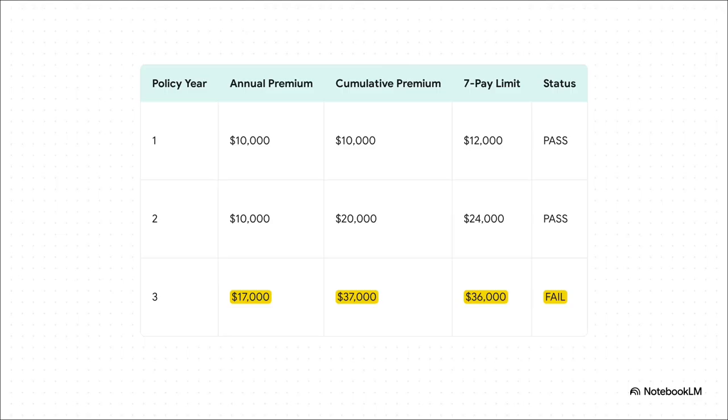So just like before, years 1 and 2 are totally fine. We're well under the limit. But then, boom, look at year 3. Let's say the client wants to pay a bigger premium, $17,000. Now watch what happens to our water level, that cumulative premium.